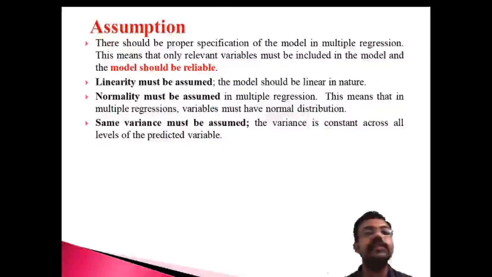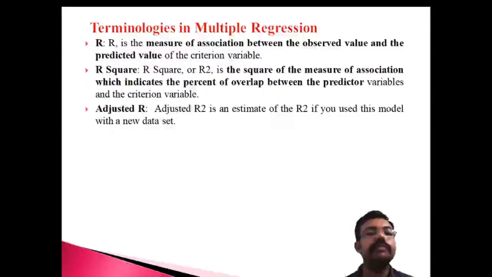Okay, these are the assumptions of the regression. The model should be reliable, linearity must be assumed, normality must be assumed, and same variance must be assumed. And these are the terminologies used in regression: R, R square, and adjusted R. R means there's an association. R square measures the percentage of association. Adjusted R means if you have used a model with new data, you can see the adjusted R. Adjusted R is the estimate of the R for this model with a new data set. Okay, that is adjusted R.